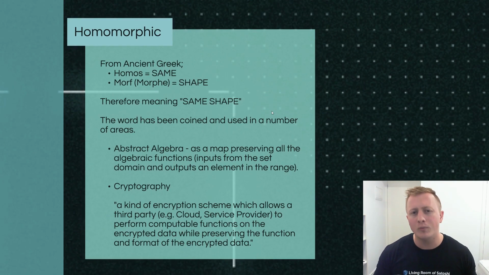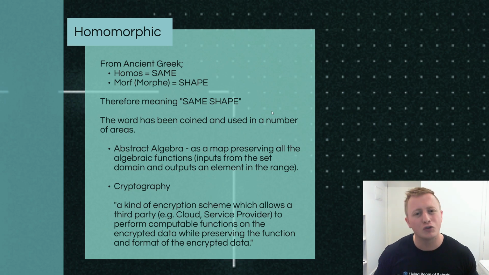So what is homomorphic? Well, homomorphic comes from the ancient Greeks. It means homos, same, and morphe, shape, literally meaning same shape. And we'll get into what that means now. Well, the word's been coined by a number of industries and areas, one of those being abstract algebra, where they use it as a map preserving, a map being a function, all the algebraic functions, the inputs and outputs within a particular range of addition and multiplication.